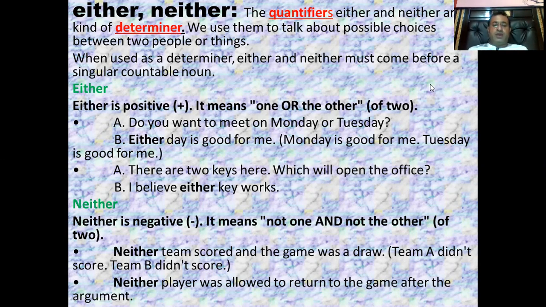Neither player was allowed to return to the game after the argument. When there was an argument between the two players, neither player A was allowed, neither player B was allowed. So neither is negative, it means not one and not the other. And either is positive, meaning you can have the option between the two, you can have the choice between the two.